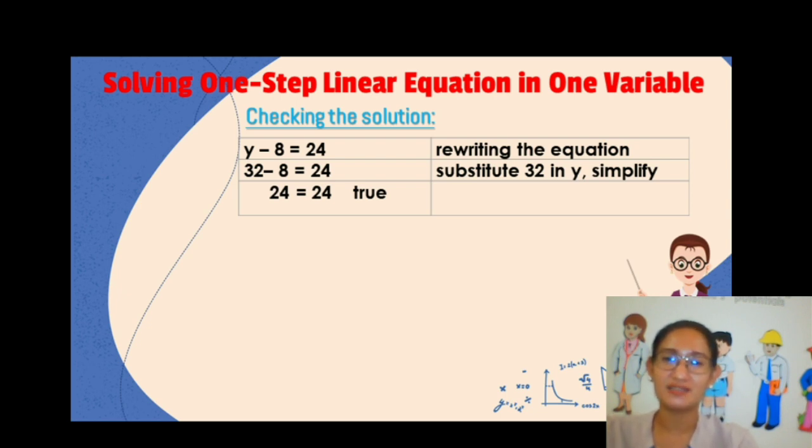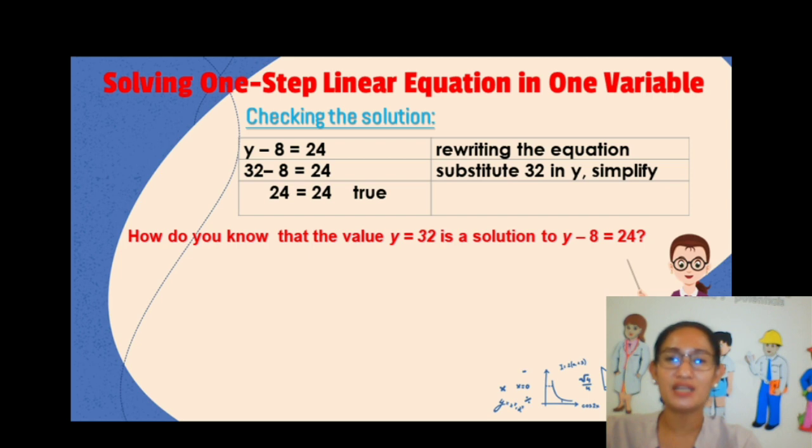Let's check. Rewriting the equation: y minus 8 equals 24. Substitute 32 for y and simplify. 24 equals 24. It's true.